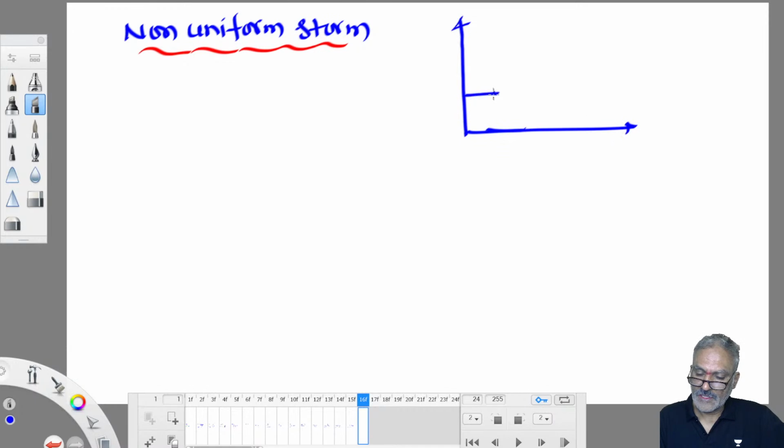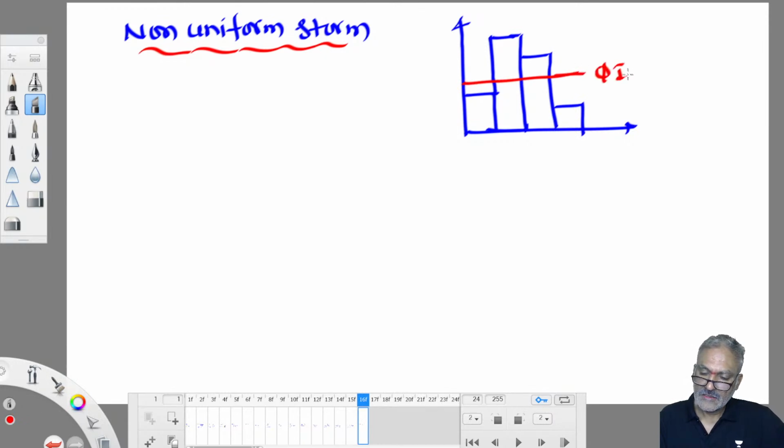For a non-uniform storm, for example, you have got the phi index line. This is the phi index line. Then where is the runoff? This is only the runoff component. Okay? And these values are I1, I2, I3, I4, and T1, T2, T3, T4.